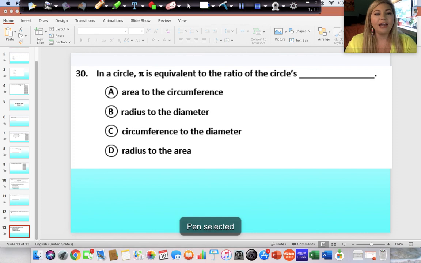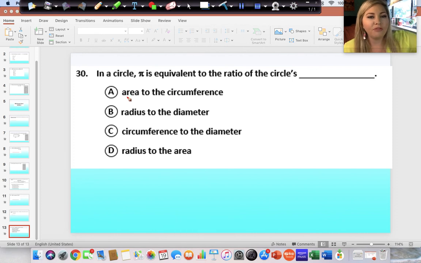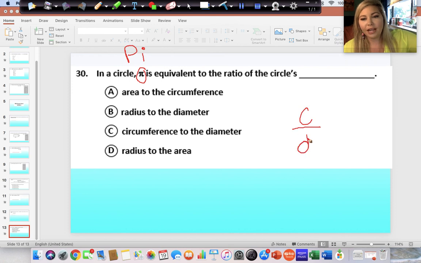Okay, and 30. In a circle, pi, this is the symbol for pi, and it's pronounced pi, P-I, is equivalent to the ratio of the circles. We need to think back on what we did on Pi Day, okay? The circumference divided by the diameter actually gives us pi. So circumference divided by diameter equals pi, 3.14. So the ratio is simply a division problem. This divided by this. So our answer is actually going to be C, circumference to the diameter.